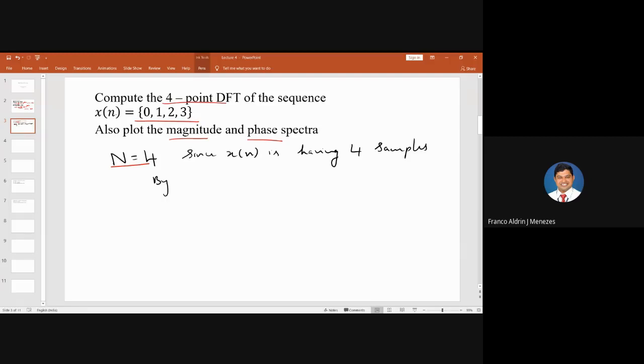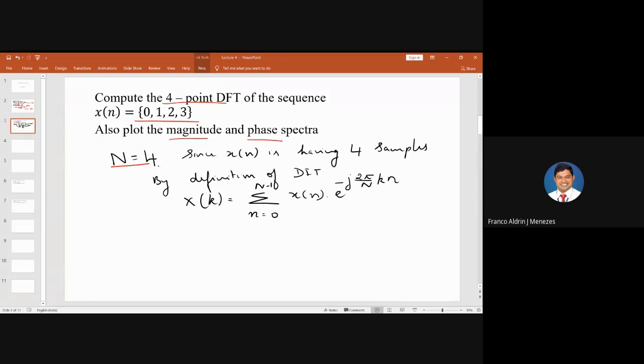by the definition of DFT, x of k will be equal to summation n is equal to 0 to n minus 1, so since n is equal to 4 here, of x of n into e to the power of minus j 2 pi divided by n, k into n. So this is the definition of a DFT.